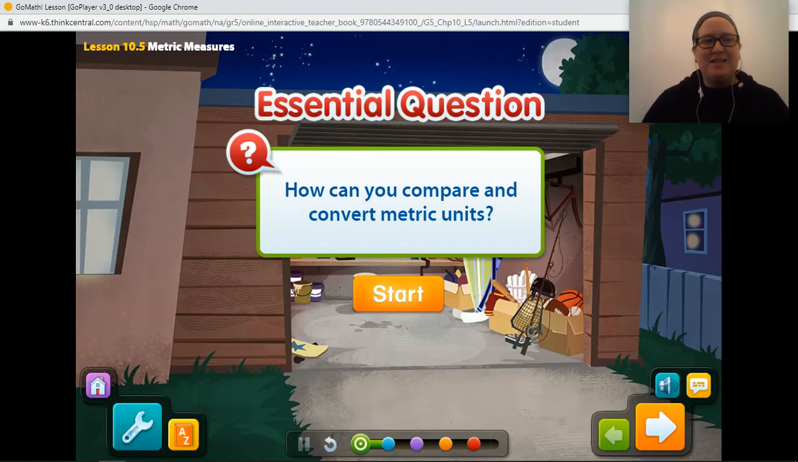Hello, my mathematicians. Today we are looking at lesson 10.5, which is all about metric measures. Our essential question is how can you compare and convert metric units?